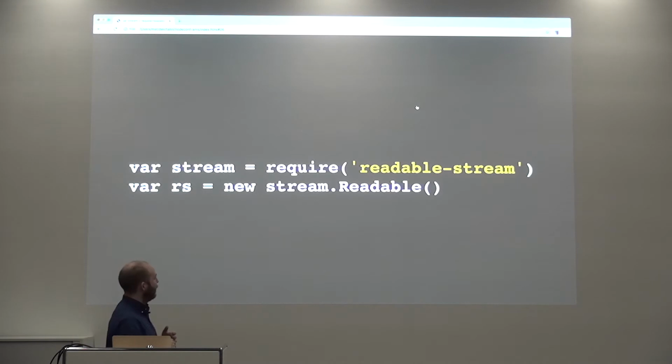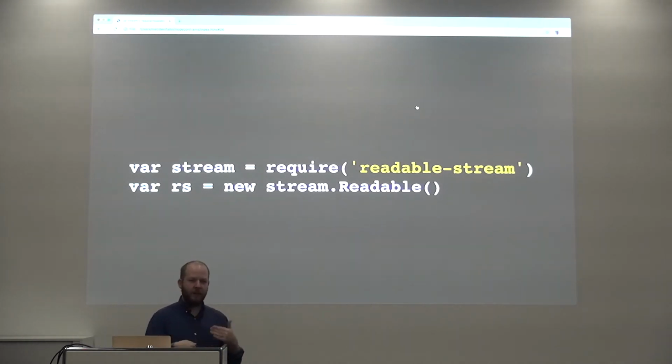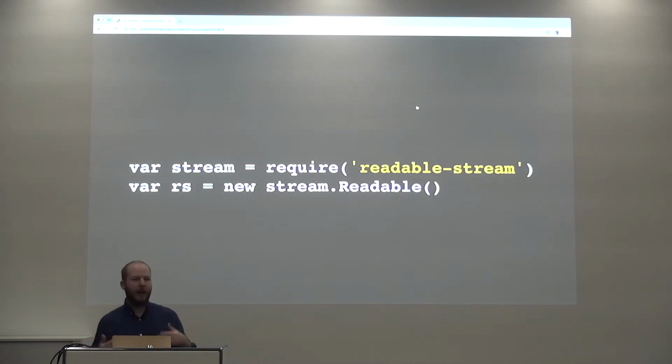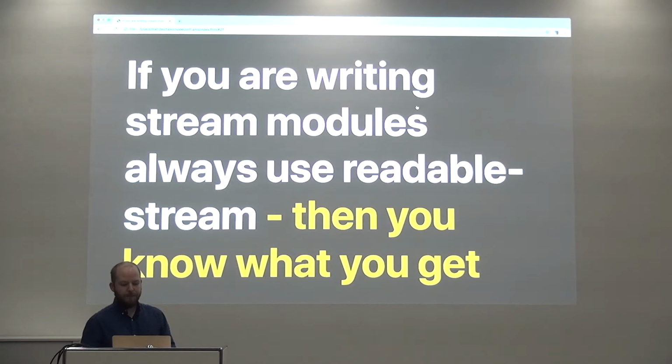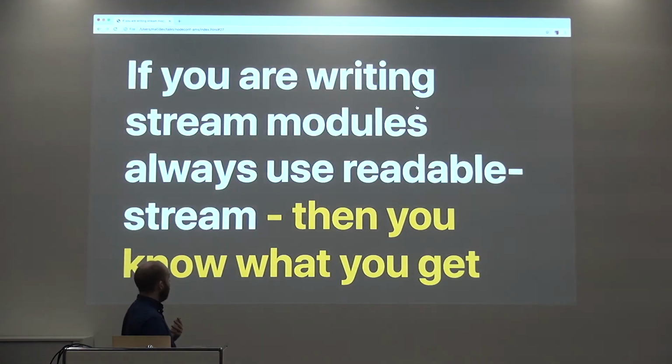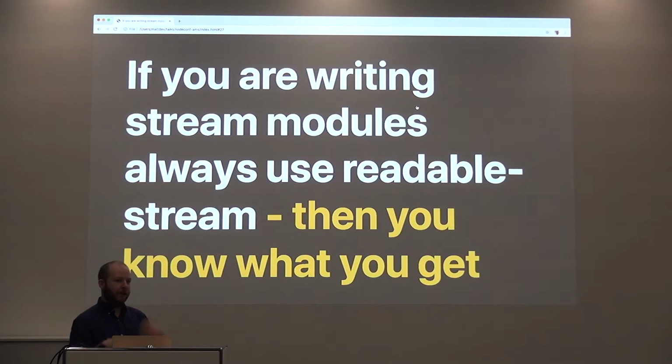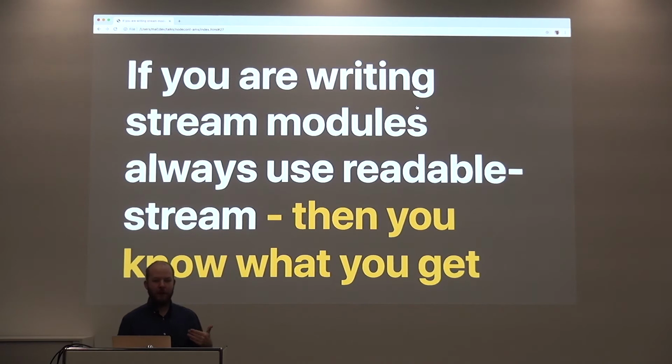Basically, if you require readable-stream, you can version that, you can put it in your package.json, and then you know what you're going to get. So if it has destroy, it's going to behave the same way all the time. If you're writing modules, and I write a lot of modules, and you want to use streams, you should probably always just require this userland one, because then you know what you're going to get. It's not going to change underneath you, and it's not going to lead to crazy issues. So that's my first little tip.